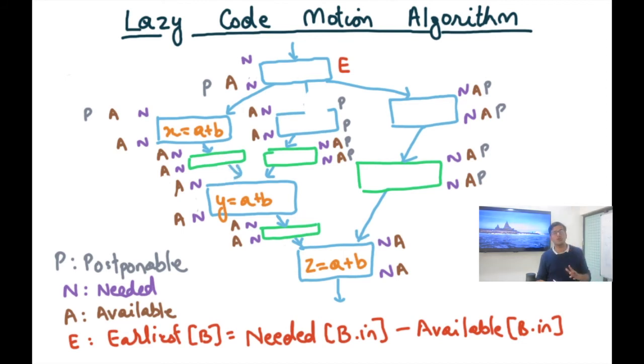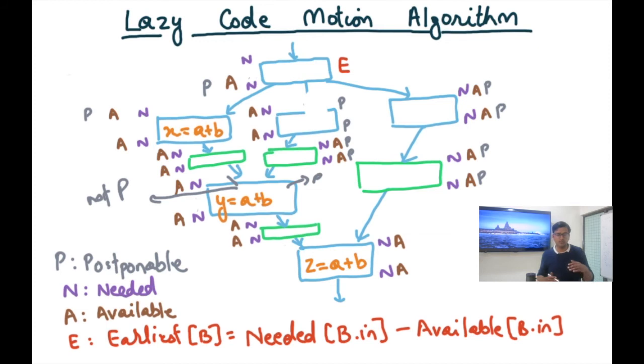So one of the requirements for postponable is that it can be postponed at a particular program point only if it can be postponed on all the incoming paths of that program point. In this example, on this particular path it's postponable here, but on this other path it is not postponable. I want it to be postponable on all the incoming program paths, and only then I'm going to say that it's postponable here.